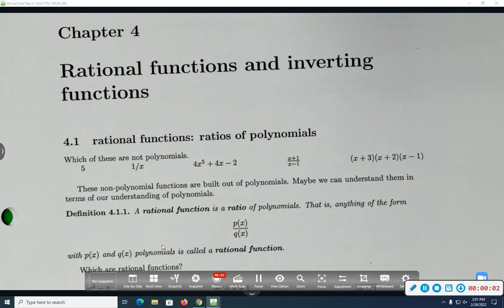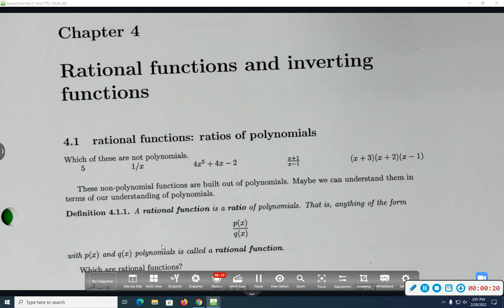So, I want to start talking about rational functions. What a rational function is, it's just a polynomial divided by a polynomial. There'll be a few more caveats on that definition, but that's the idea of what rational functions are. In order to motivate that, let's just answer some yes/no questions.